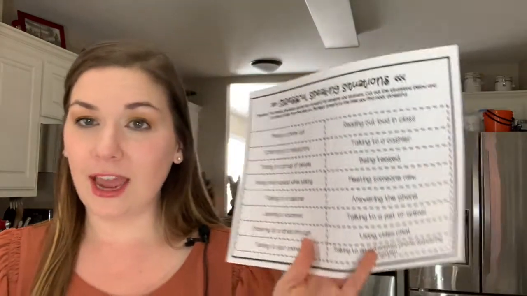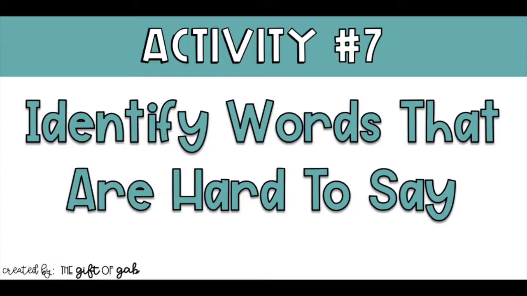And they're going to cut these out, and then they're going to place them in order of least stressful to most stressful. And this just gets them, again, thinking of things that might be stressful to them. This is really important for them to be aware of moments when their fluency might be worse because it's stressful for them. And then once they have identified stressful speaking situations, we're going to start talking about words that are hard to say. And this is going to be activity number 7.